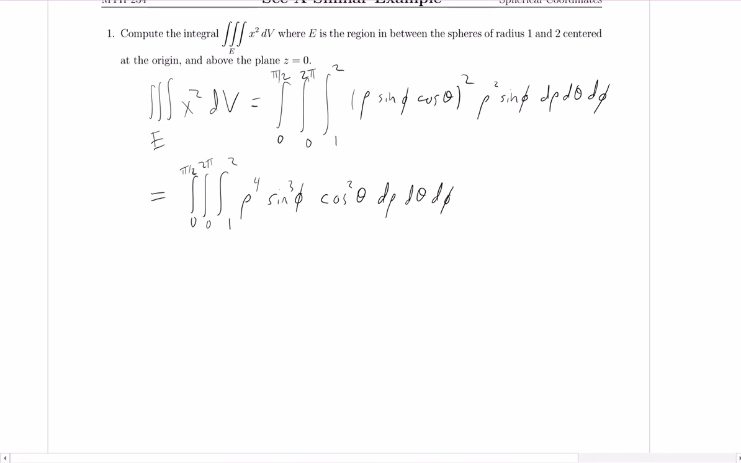Okay, for the first integral, when we integrate rho, the antiderivative of rho to the fourth is 1/5 rho to the 5th power. So that integral will just be 2 to the 5th minus 1 to the 5th over 5. 2 to the 5th is 32. 1 to the 5th is of course 1, so that's just 31 over 5 for the first integral on the variable rho.